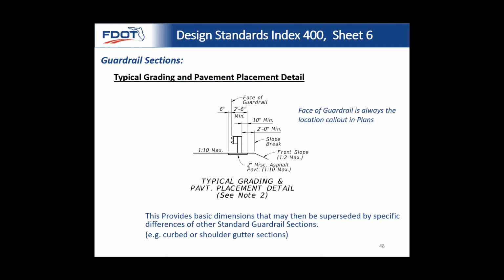So we have a typical grading and pavement placement detail, and rather than define all the basics over and over on all these unique typical sections, we just do it once. Then on the unique typical sections, like for curved or shoulder gutters or things like that, you may have dimensions that supersede these, but you start with the base layout. We're defining a 1 to 10 max approach slope. That's normal and consistent now everywhere. That used to vary in the previous standard, but these things are always crash tested with a 1 to 10 or less max slope, and that's the slope we need for this to function correctly.